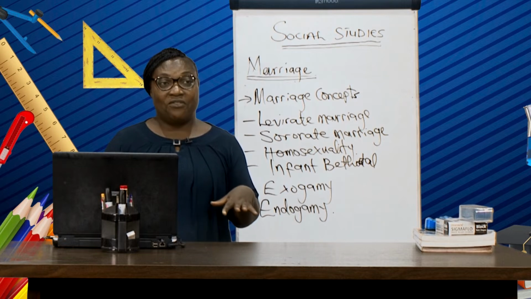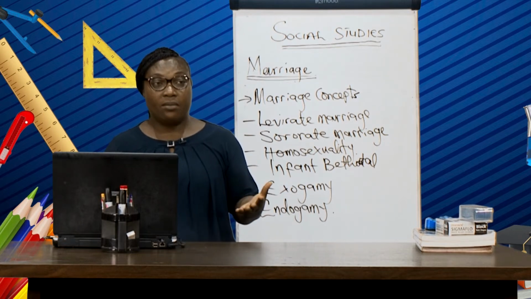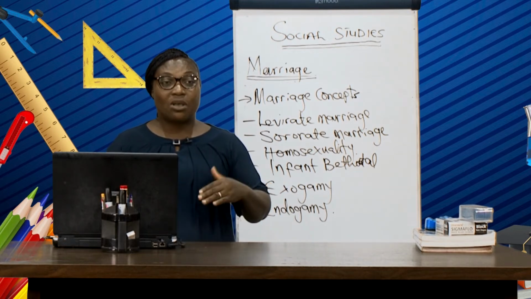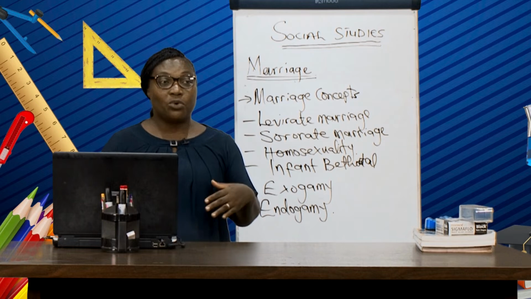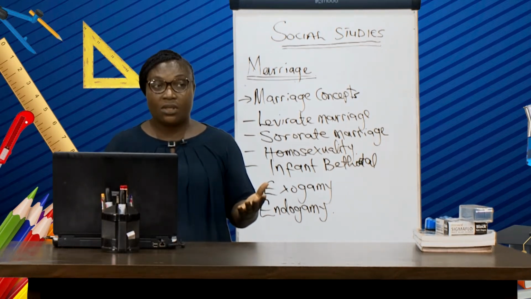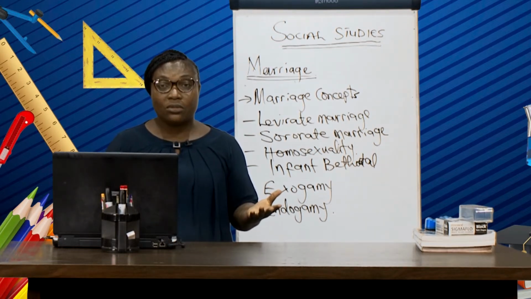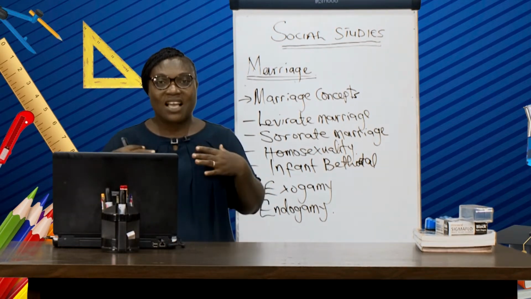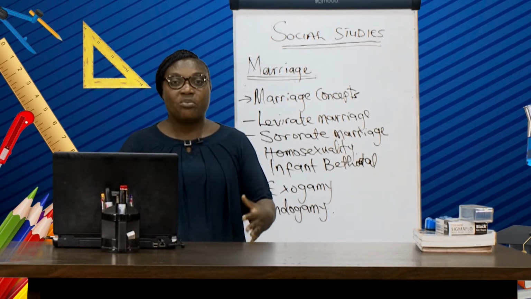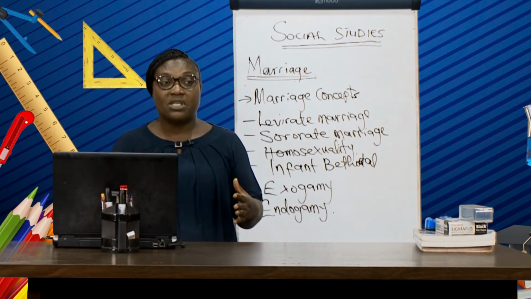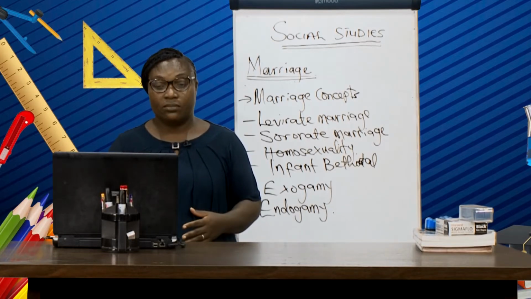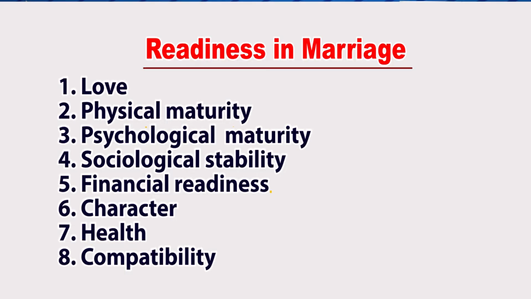If you look at a 7-year-old girl and you look at somebody who is 25, which one will you approve for marriage? Will you approve the younger one? No. Because physically, if you look at her, she may not even be able to carry out the responsibility of a wife. Number 3 is psychological maturity.